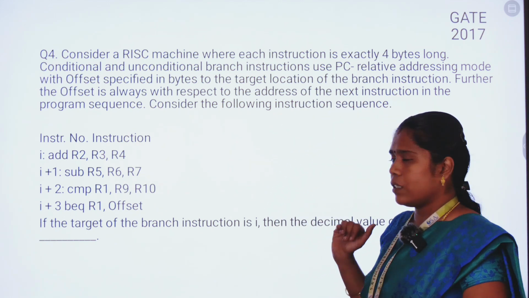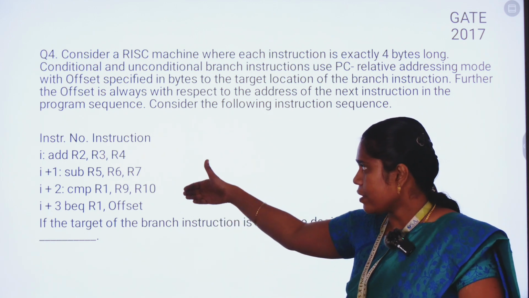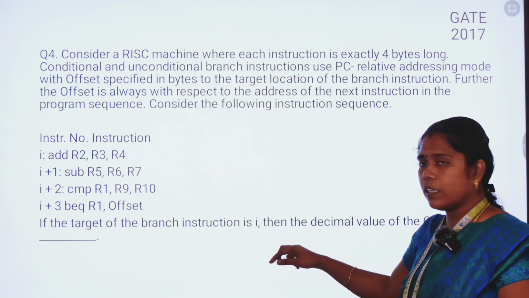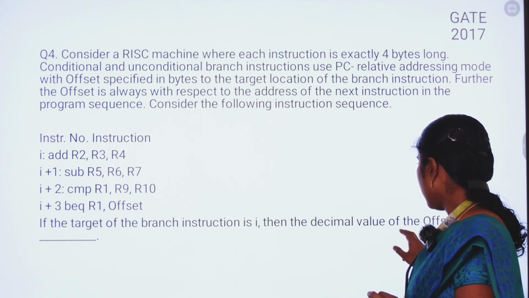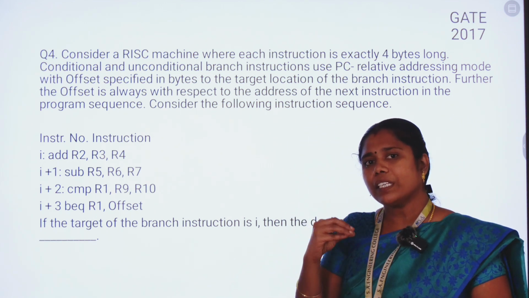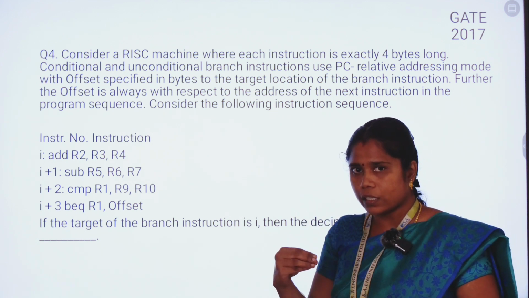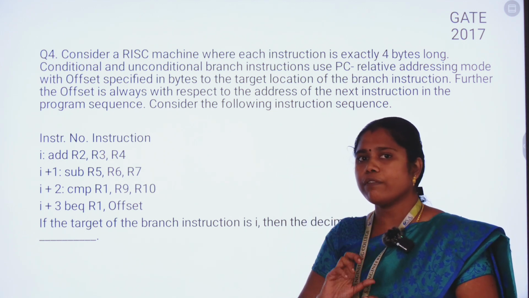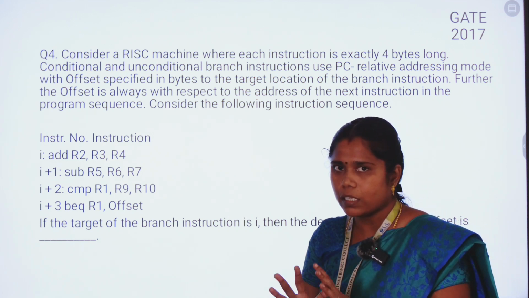Consider the following instruction sequence. You are given the instruction sequence, and the question is: if the target of the branch instruction is I, then what is the decimal value of the offset? So we are given a set of instructions, we are going to execute them, and we are going to find out, if I go back to the instruction I, what offset value is needed.